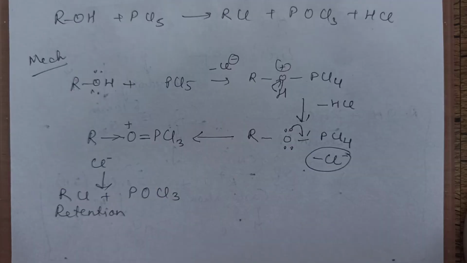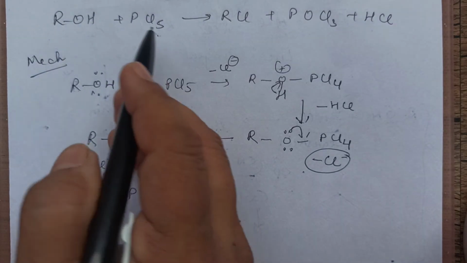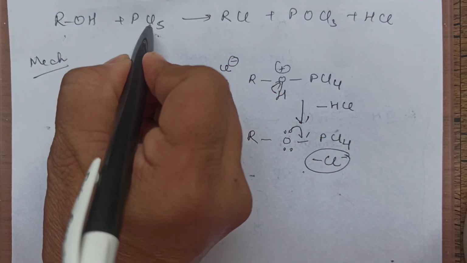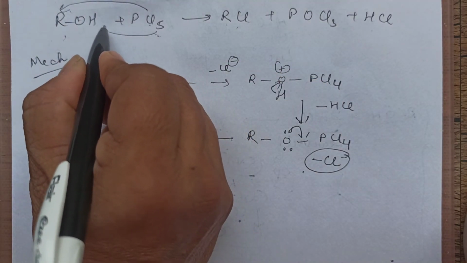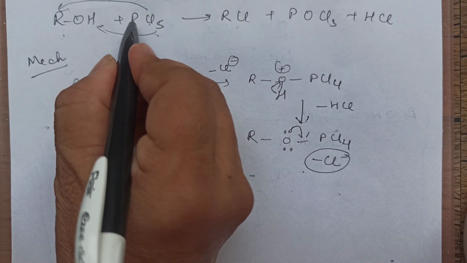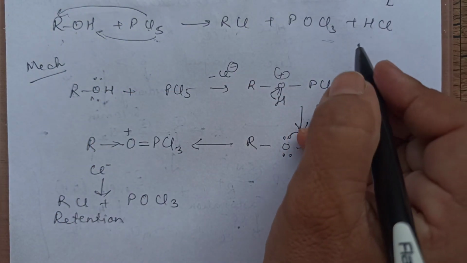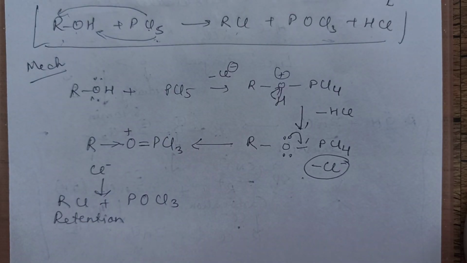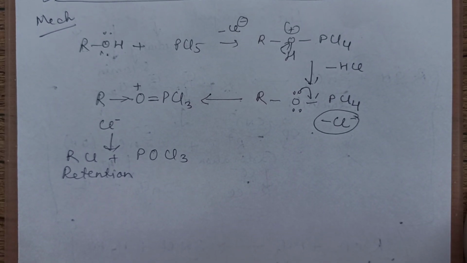Another reaction, children, is also from alcohol, that is alcohol plus phosphorus pentachloride. So basically, if you have to learn the simple way, 1 Cl with R will form RCl, 1 Cl with H will form HCl, and remaining P, O and 3 chlorines, you will write down POCl3, phosphorus oxychloride. This is what we are going to learn for board exam. But in case you want to go for the mechanism, children, this is the mechanism.